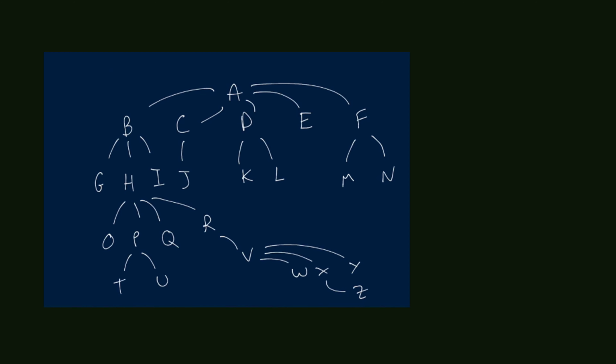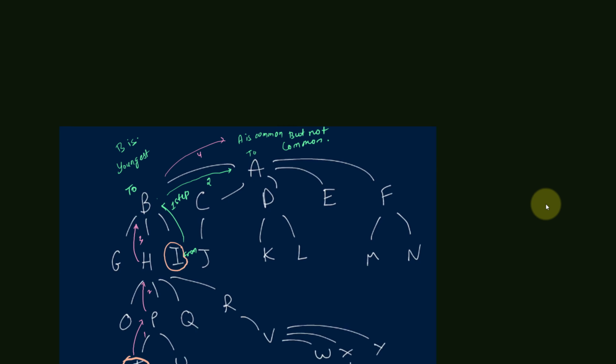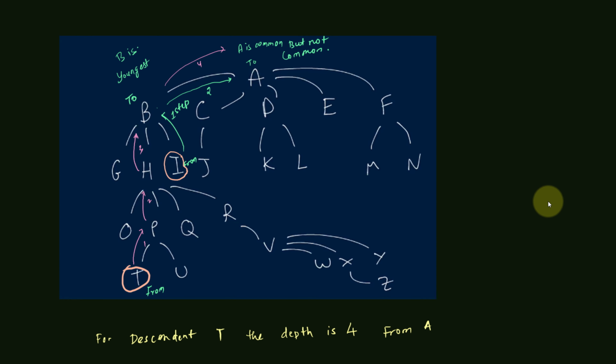So here I will try to find out the most common ancestor between, let's say, T and I. If you notice here, T is here and I is here, right? If you go upward till, let's say, A, first you go to P from T, then you go to H, then you go to B, and then you go to A.